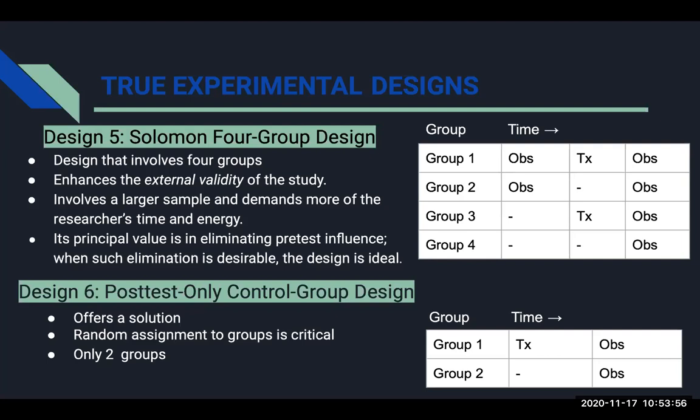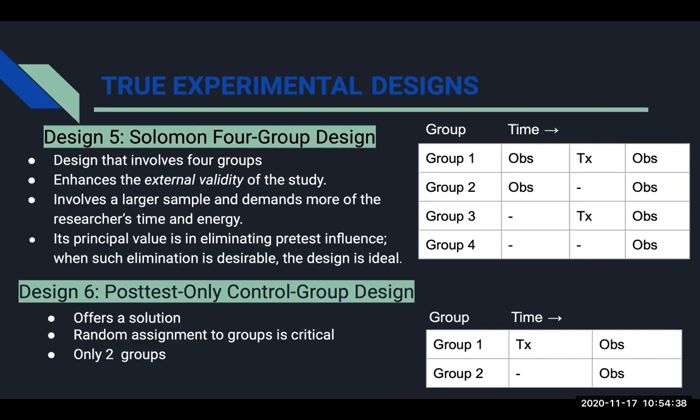So this one will have 2 additional groups who are not pre-tested and provide a particular advantage, which is going to be groups 3 and 4 shown over here. If the researcher finds that the final observation groups 3 and 4 differ in much the same way that groups 1 and 2 do, then the researcher can more easily generalize his or her findings to situations in which no pretest has been given. In other words, the Solomon 4 group design enhances the external validity of a study.